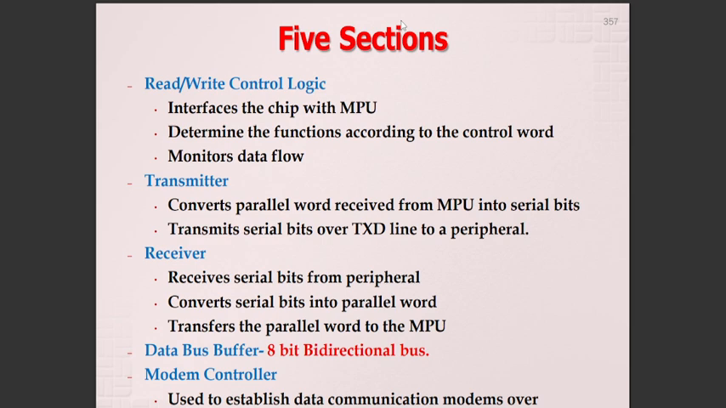The next section is the transmitter. The transmitter converts a parallel word received from the MPU into serial bits and transmits the serial bits over the TxD line to our peripheral devices. The next section is the receiver, which receives serial bits from the peripheral, converts them into a parallel word and transfers the parallel word to the MPU. The fourth section is the data bus buffer, which is 8-bit bidirectional, where we can transfer the data as well as receive the data. The modem controller is used to establish data communications over the telephone line.